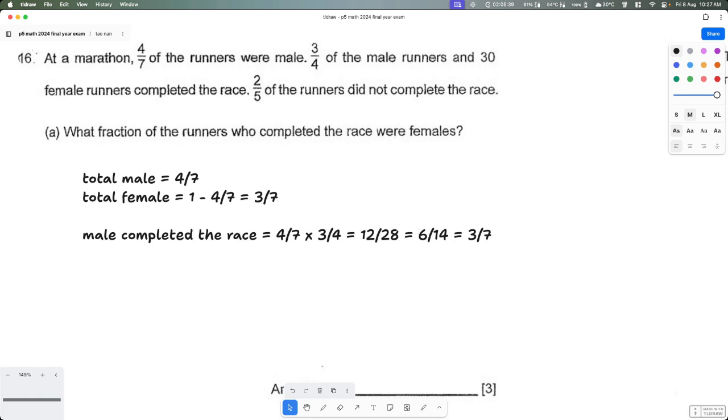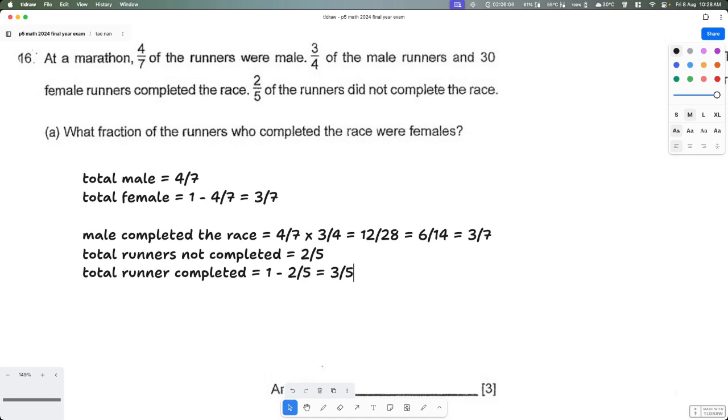We also know that 2/5 of the total runners did not complete the race. So total runners not completed is equal to 2/5, and total runners completed is equal to 1 minus 2 over 5, which is 3 over 5.